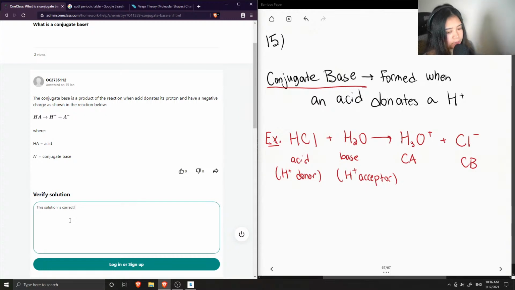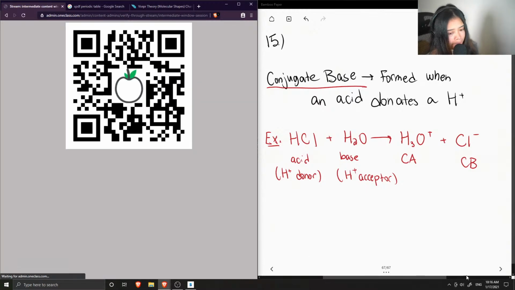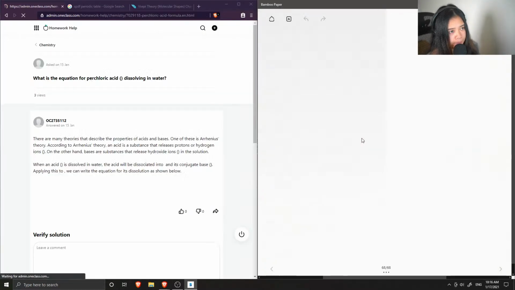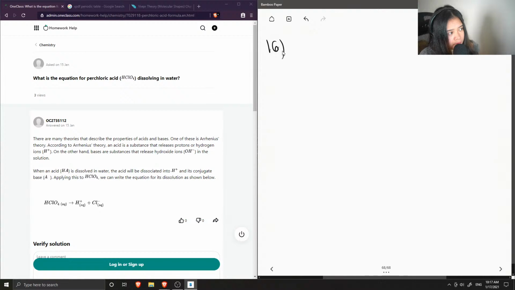I think we have time for one more quick question. Number 16. What is the equation for perchloric acid dissolving in water? So when we have perchloric acid, it's HClO4. And it's a strong acid, so this means it will fully dissociate in water.